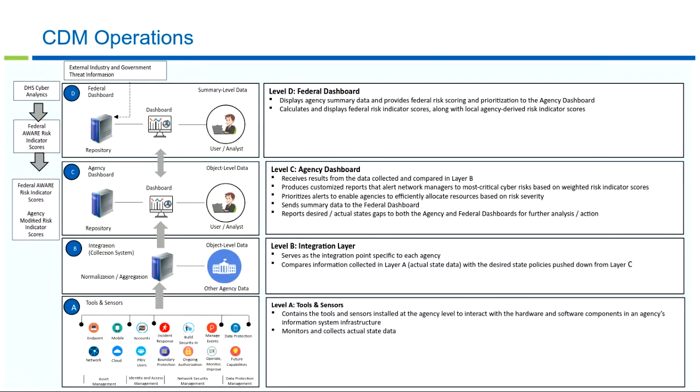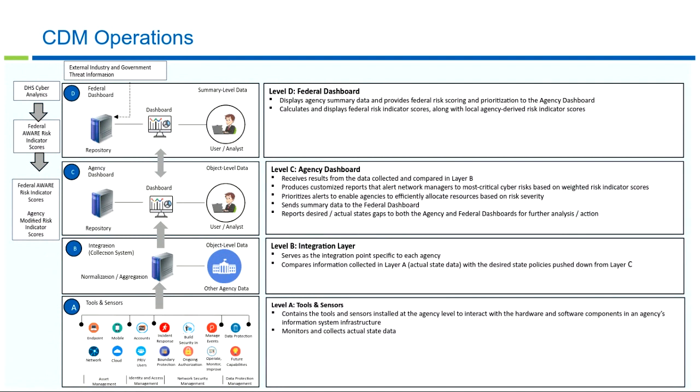within the dashboard. So the AWARE risk indicator, AWARE stands for Agency-Wide Adaptive Risk Enumeration, which is essentially a way to identify the relative risk of some of these different gaps that we're identifying between the current state and the desired state. And finally, that information is pushed up to the federal dashboard at layer D.